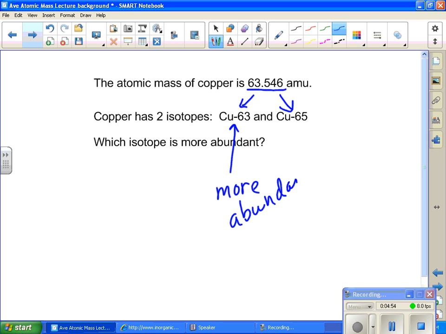Okay, once again, this copper 63 would be more abundant because the average atomic mass is closer to 63. That means when you were adding up all of those isotopes, there were more 63s to add in than 65s, just like there were more B's on the report card than A's.